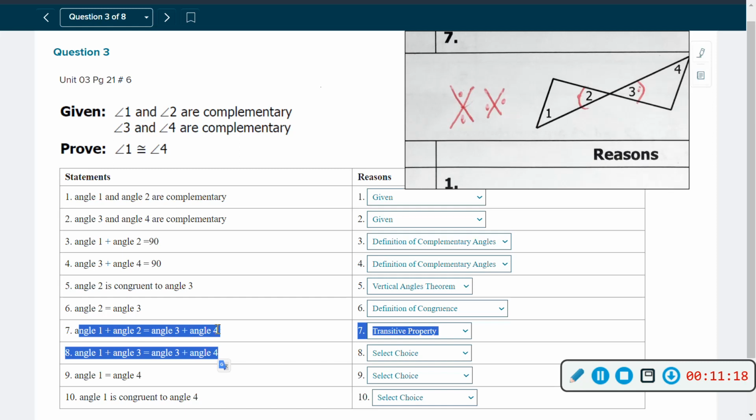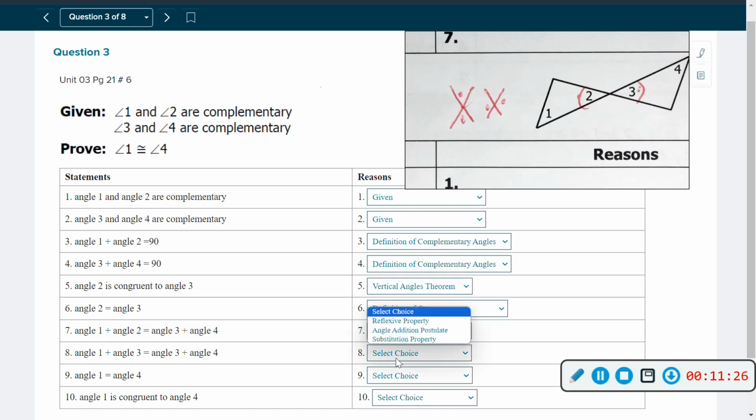And then right here, we have angle 4, angle 3. Angle 2 turned into 3. So a 2 is now a 3. Well, that would be substitution, because you substituted 2 for 3 because you said a second ago that they were equal to each other. So what changed? 2 to 3 is what changed, so that's substitution.